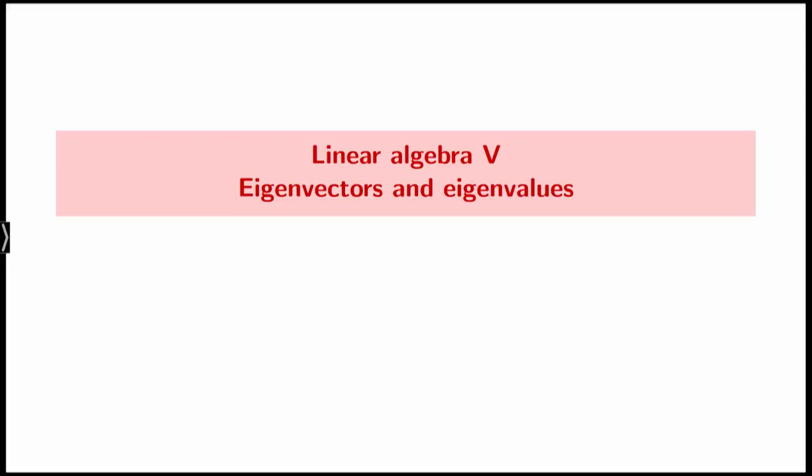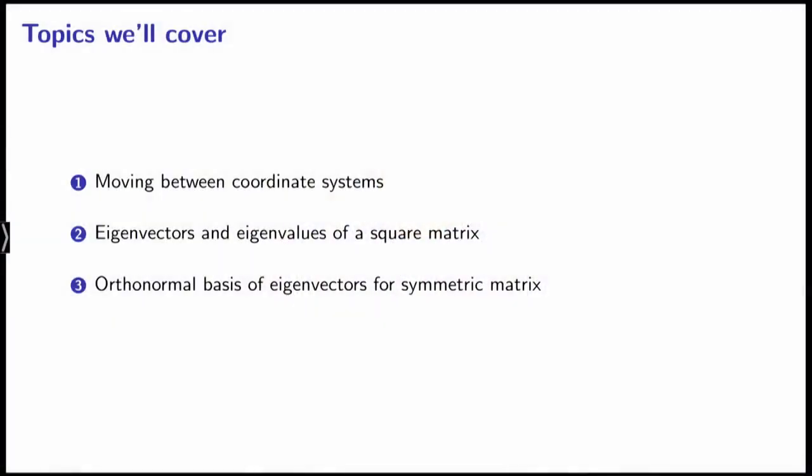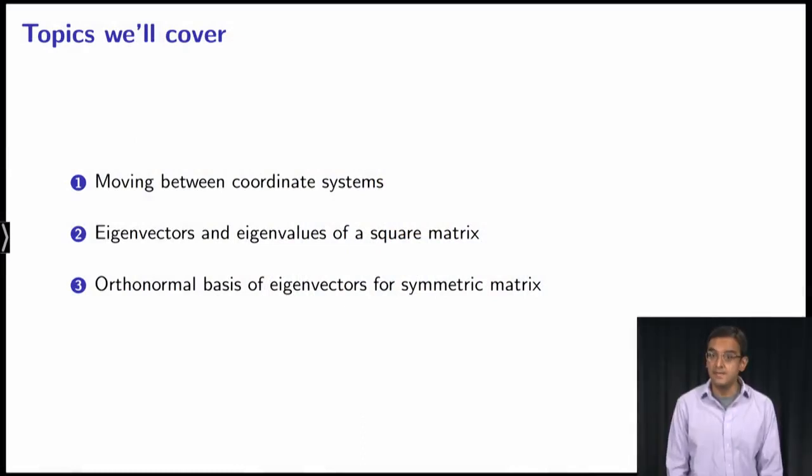The notion of eigenvectors and eigenvalues has been popping up now and again, and we keep postponing the discussion. Well, the time is finally upon us. So what we'll talk about today is finding a natural coordinate system for a data set.